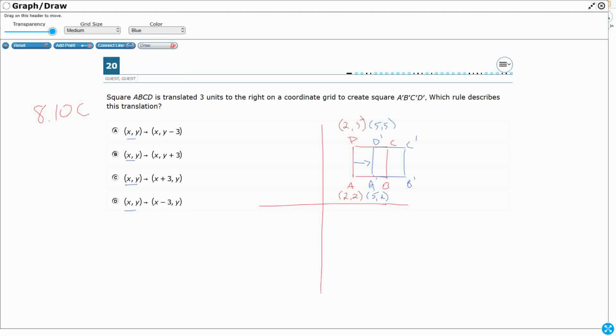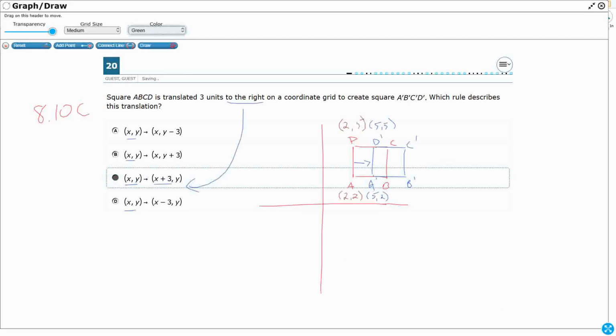So what are we talking about here? Well, we're talking about an increase of the x value by 3. And really, we've got 4 choices here. We're either increasing or decreasing the x value or the y value by 3. And when we move to the right, that's our clue that we are increasing the x value by 3, and that is our answer C.